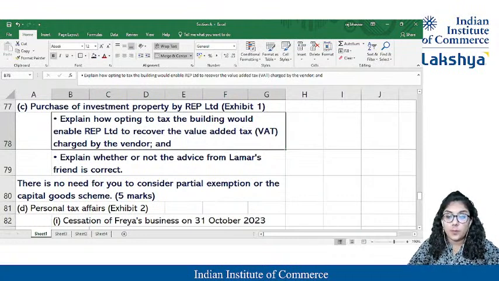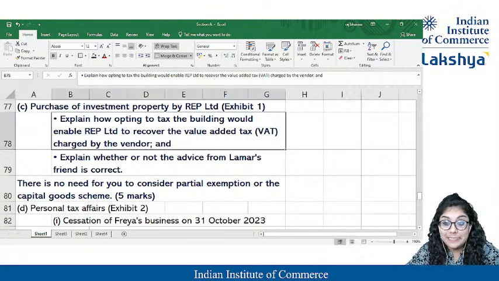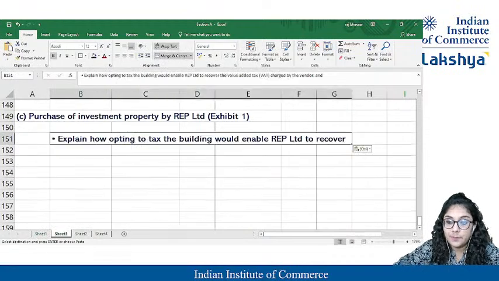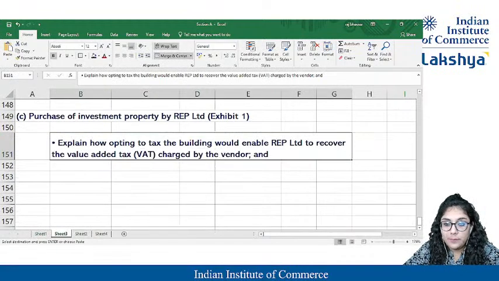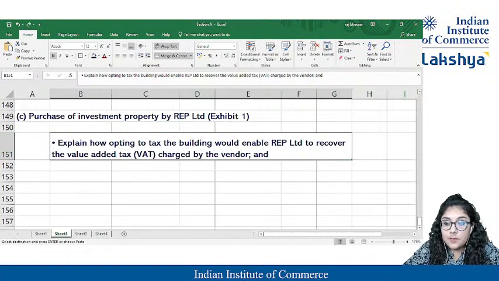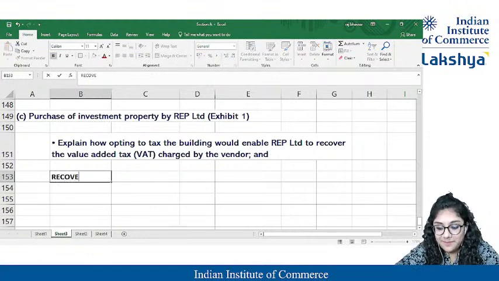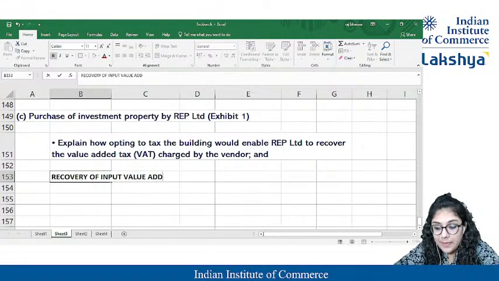First of all, I want to recover the input tax because I have already purchased the building. This will be my first answer, explaining how I want to recover. Students, I have to start writing like that: recovery of input VAT, value added tax, on the purchase.